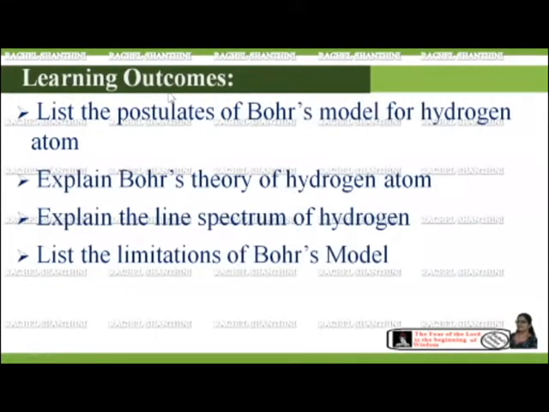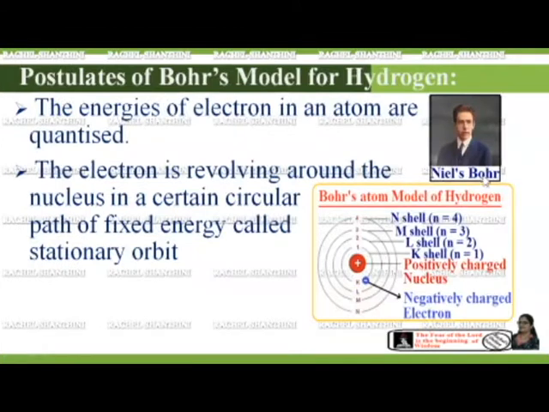Learning outcomes. Students, at the end of this session, you will be able to list the postulates of Bohr's model of hydrogen atom, explain Bohr's theory of hydrogen atom, explain the line spectrum of hydrogen, and list the limitations of Bohr's model. Niels Bohr in 1913 modified Rutherford atom model in order to overcome the limitations of Rutherford atom model.